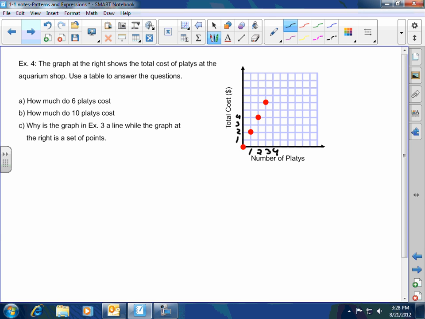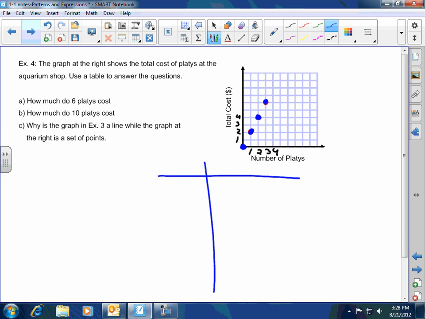So if I buy 0 plats, it's going to cost me $0. That's this point right here. If I buy 1 plat, it costs me $2. If I buy 2 plats, it costs me $4. If I buy 3 plats, it costs me $6. So let's look at the input and the output, and let's see if we can process this.